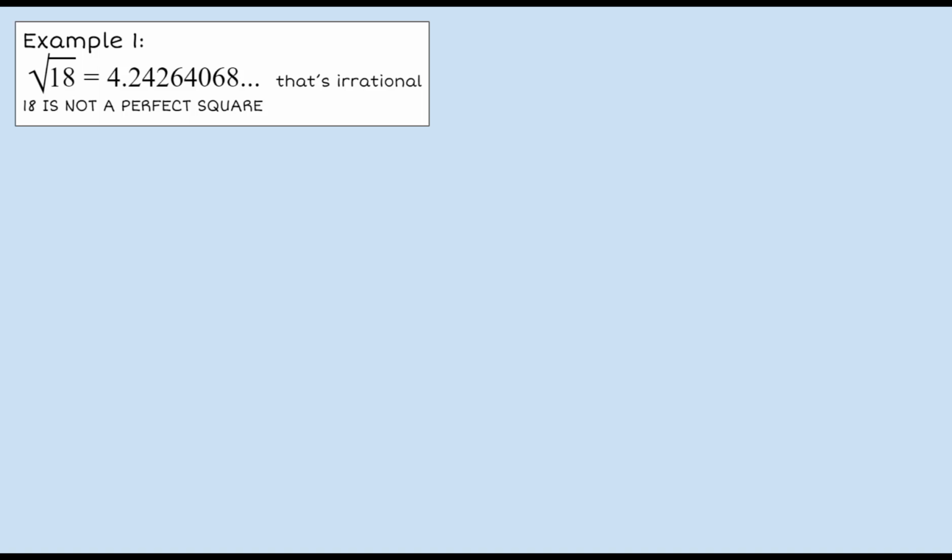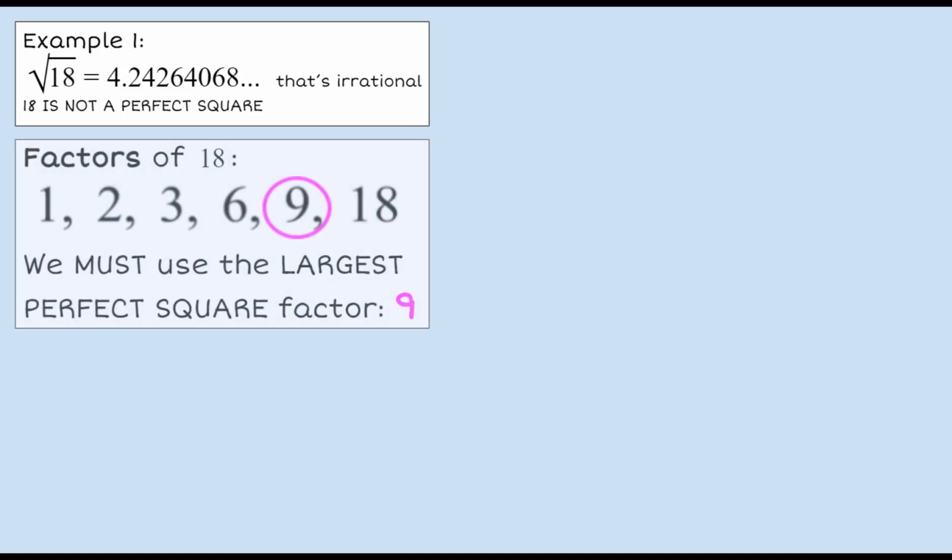Example 1. What if they asked us to take the square root of 18? Well, if you put it into a calculator, you'd get 4.24264, never ending and never repeating. That means 18 is not a perfect square. But what if there is a perfect square that is a factor of 18? Maybe I could find a way to break it down and simplify further, even though 18 is not a perfect square. So we take a look at the factors of 18: 1, 2, 3, 6, 9, and 18.